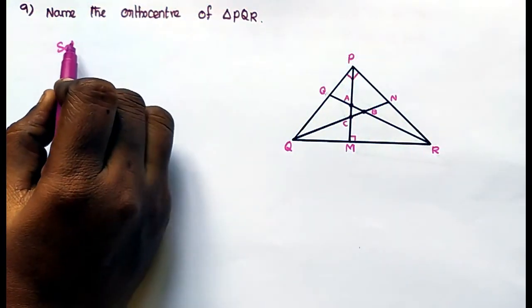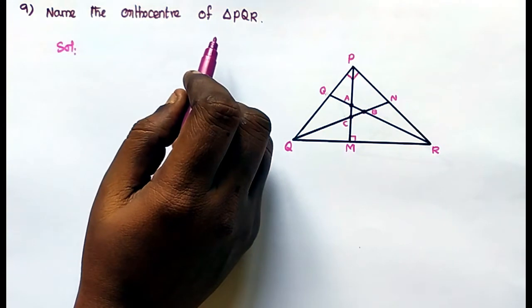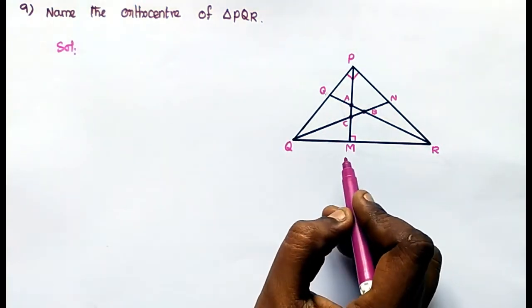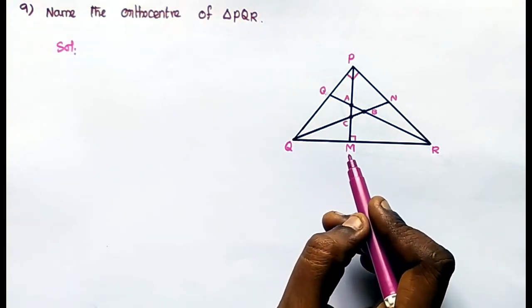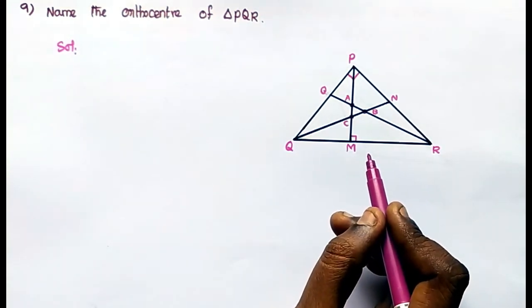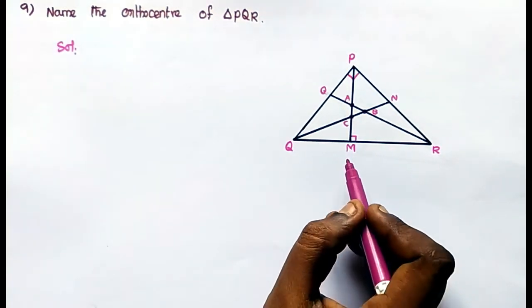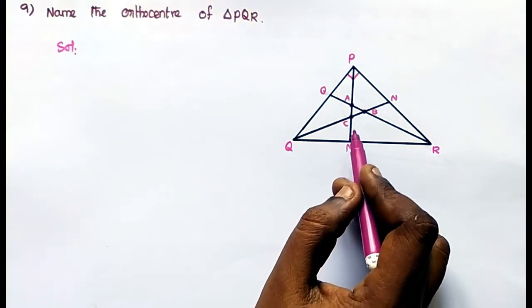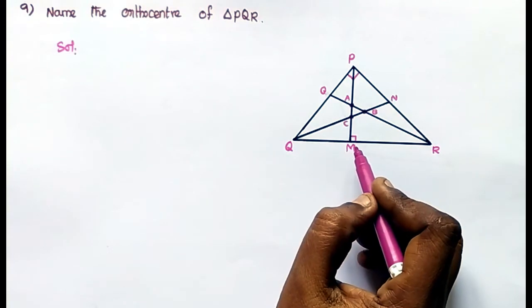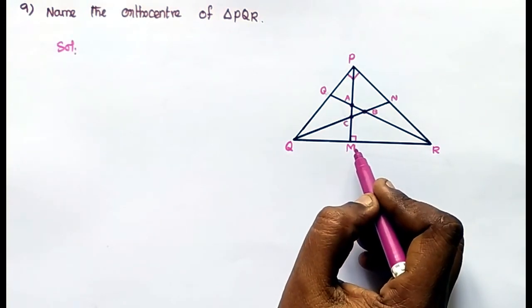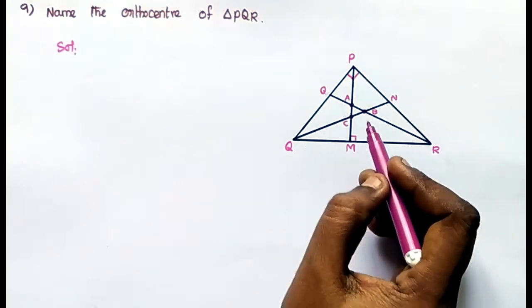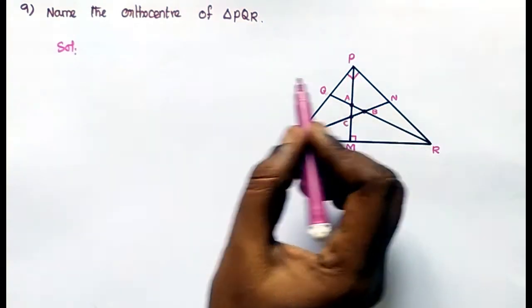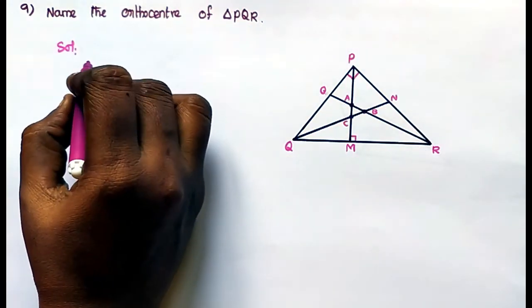Ninth sum, name the orthocenter of triangle PQR. Listen, in triangle PQR, M and O are the medians. Here, M is 90 degree. So vertex P makes the perpendicular line, it makes a 90 degree. So P is a right angle triangle. So P is the orthocenter of triangle PQR.